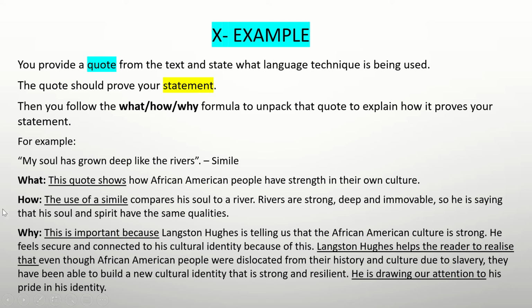But this is just an explanation of that to show what it looks like, to remind you what the what, how, why is. And you'll notice the pieces that are underlined. You can use that language. You can use those starters if you want to.